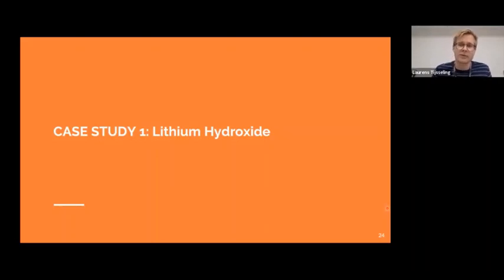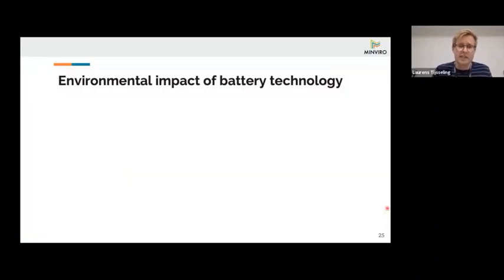Right, so now we've talked about sustainability in the mining sector, we've talked about life cycle assessment. Let's go into our first case study, which is about lithium hydroxide. And the reason why we're specifically focusing on lithium hydroxide is because it's a really important component of battery technology. And I mentioned previously that battery technology will be an important component of the transition to a low carbon economy. But of course, the sourcing of the materials for battery technology also comes with an environmental impact.